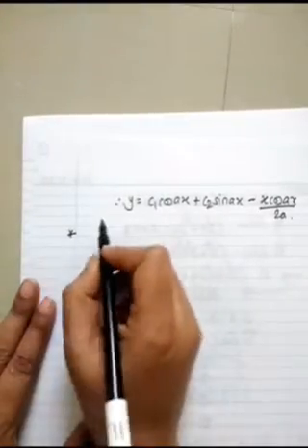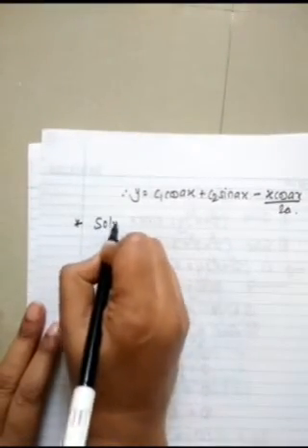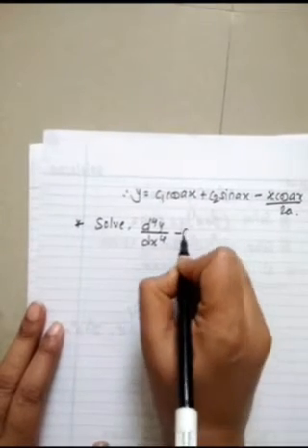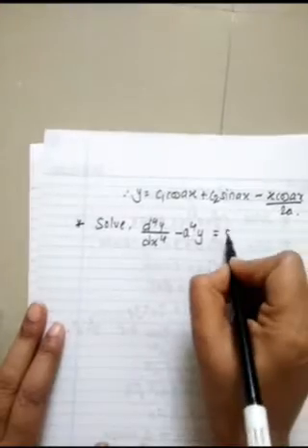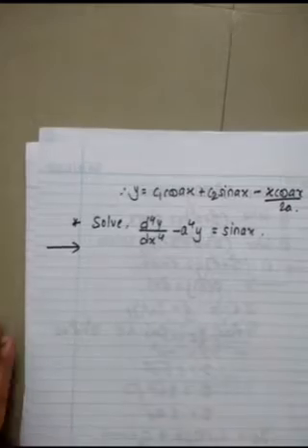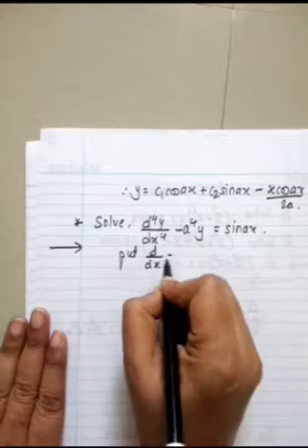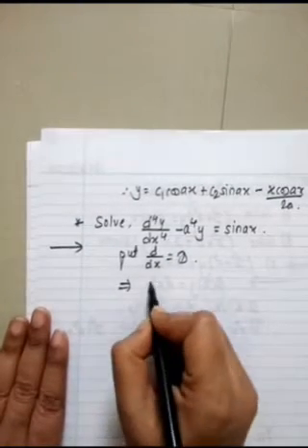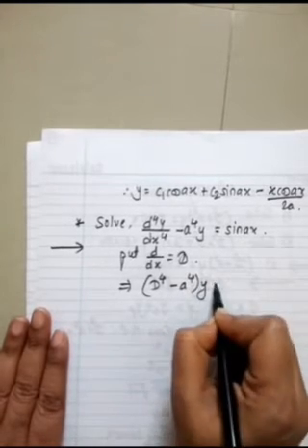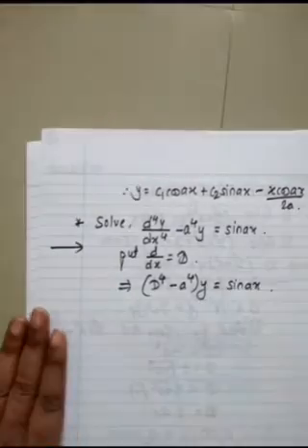So this is nearly similar to this only. Can we solve this? Just check. Solve d raised to 4 y upon dx raised to 4 minus a raised to 4 y is equal to sine ax. First of all, you will write d by dx as capital D. This is your first job. So we get D raised to 4 y minus a raised to 4 y, y is common, equals sine ax. This is now phi(D) y is equal to f(x).